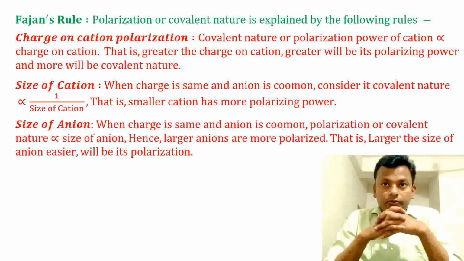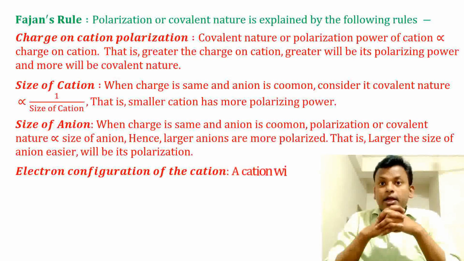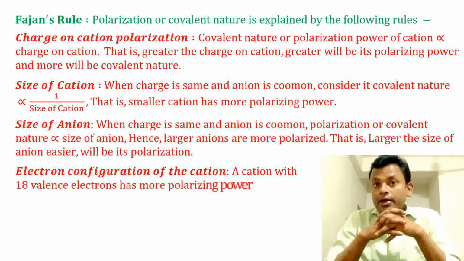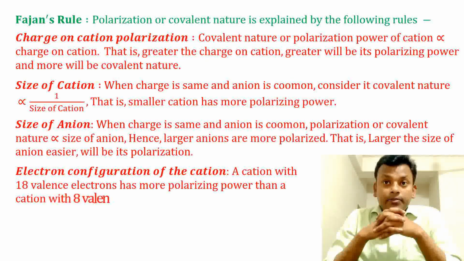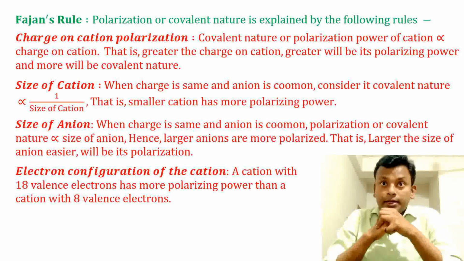Next, electronic configuration of the cation. A cation with 18 valence electrons, that is, a pseudo-inert electronic configuration, has more polarization than a cation with 8 valence electrons. Now this is Fajan's rule. Now back to the answer.